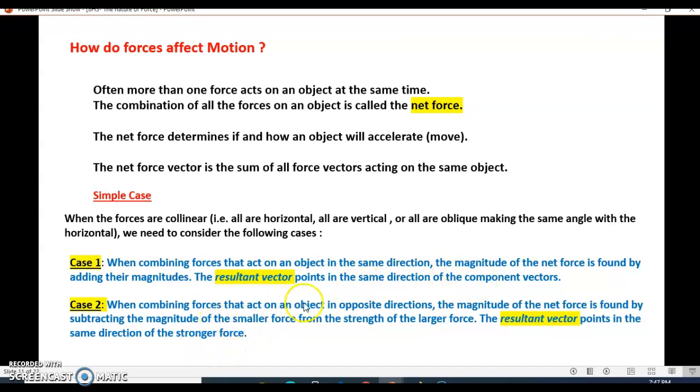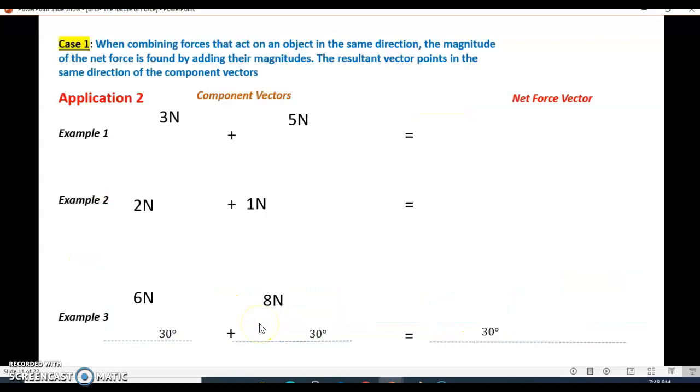However, in case 2, when combining forces that act on an object and they are collinear but acting in opposite directions, the magnitude of the net force will be equal to the difference, not the sum. So we have to subtract the smaller from the larger one, and the resultant vector points in the same direction of the stronger force. We're going now to do direct application.